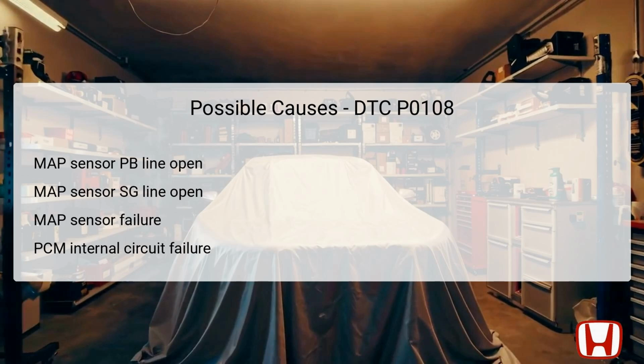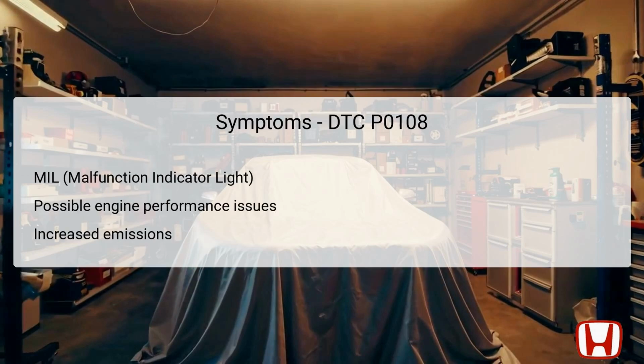Lastly, internal circuit failure within the PCM can also result in erroneous DTC reporting, complicating diagnosis. Though these causes are widely recognized, it's essential to conduct thorough diagnostics, as other, less common issues might also exist. The symptoms associated with DTC P0108 can significantly affect vehicle performance and driver experience. Notably, the malfunction indicator light, MIL, will illuminate on the dashboard, indicating a problem that needs attention.